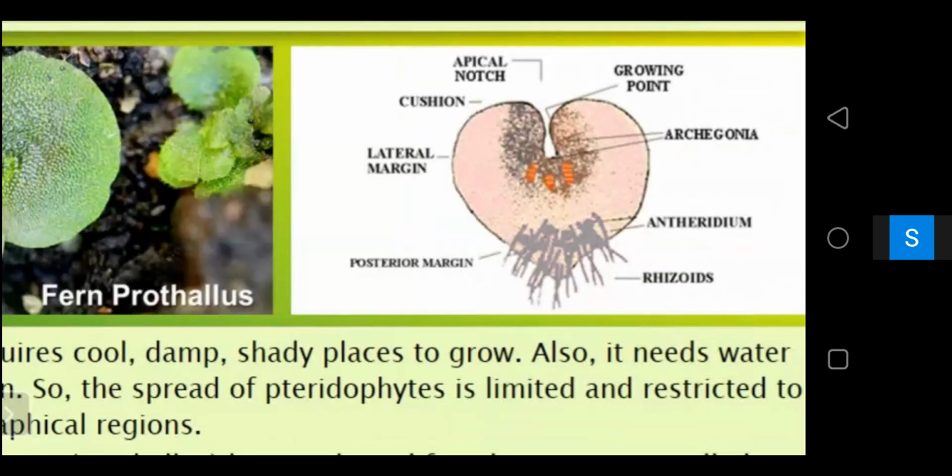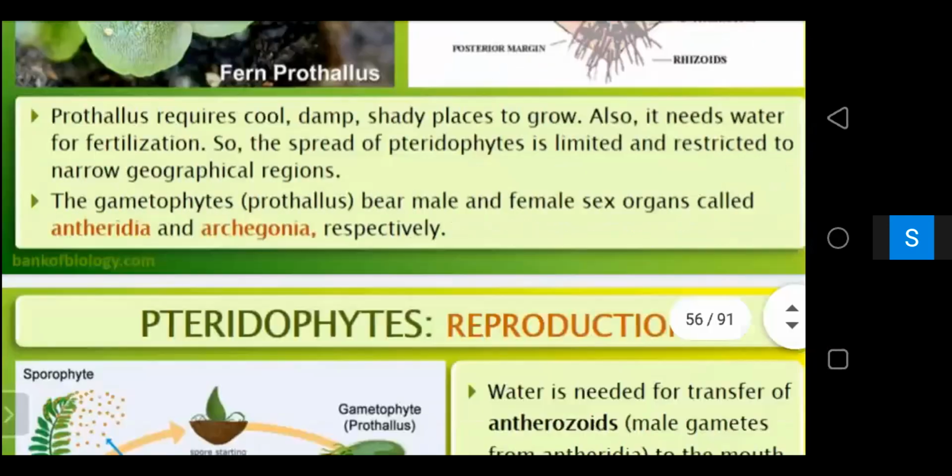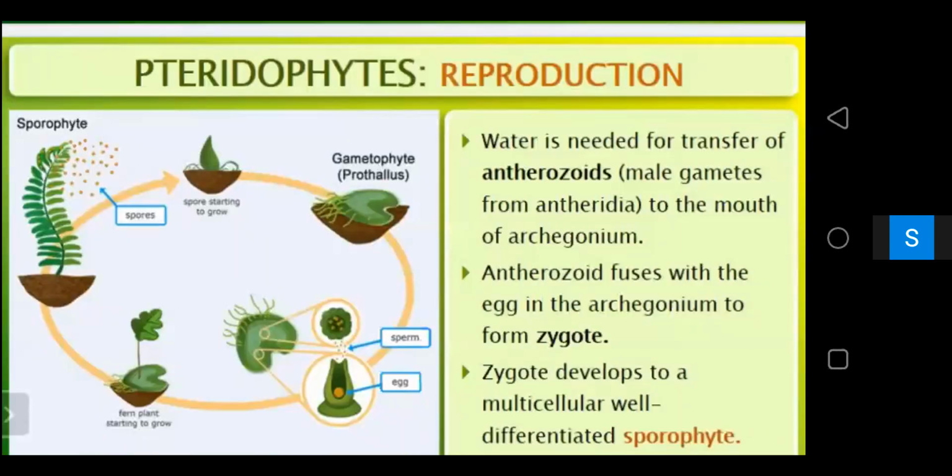Antheridia will produce antherozoids, the male gametes. Antherozoids are released into the water and reach the mouth of the archegonium, where the male and female gametes fuse. You know that water is needed for the transfer of antherozoids, the male gamete, just like sperm in our case, from antheridia to the mouth of archegonium. That fusion of the male gamete with the egg present in the archegonium results in the formation of a zygote.